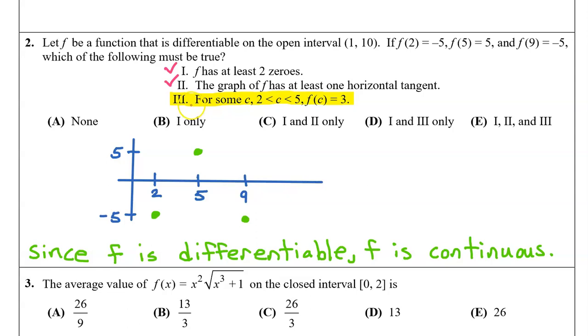Now let's focus on the third statement. For some c between 2 and 5, f at c is equal to 3. Let's say that 3 is right here. F at 2 is negative 5. F at 5 is 5. If f is continuous, there is no way that we will get from the first point to the second point without hitting a value of 3.